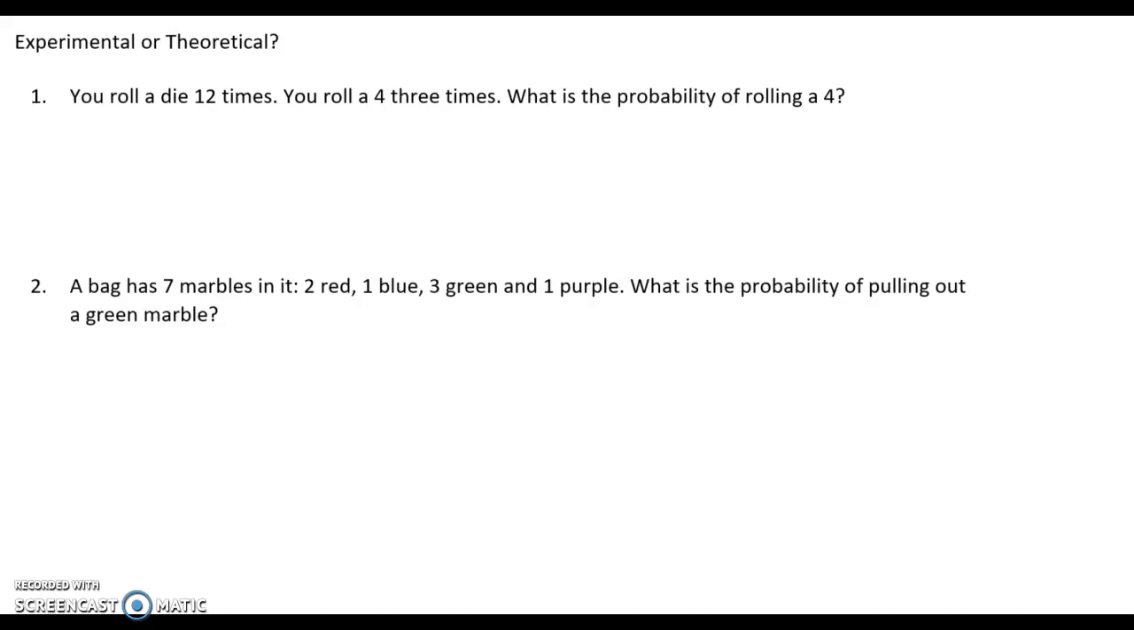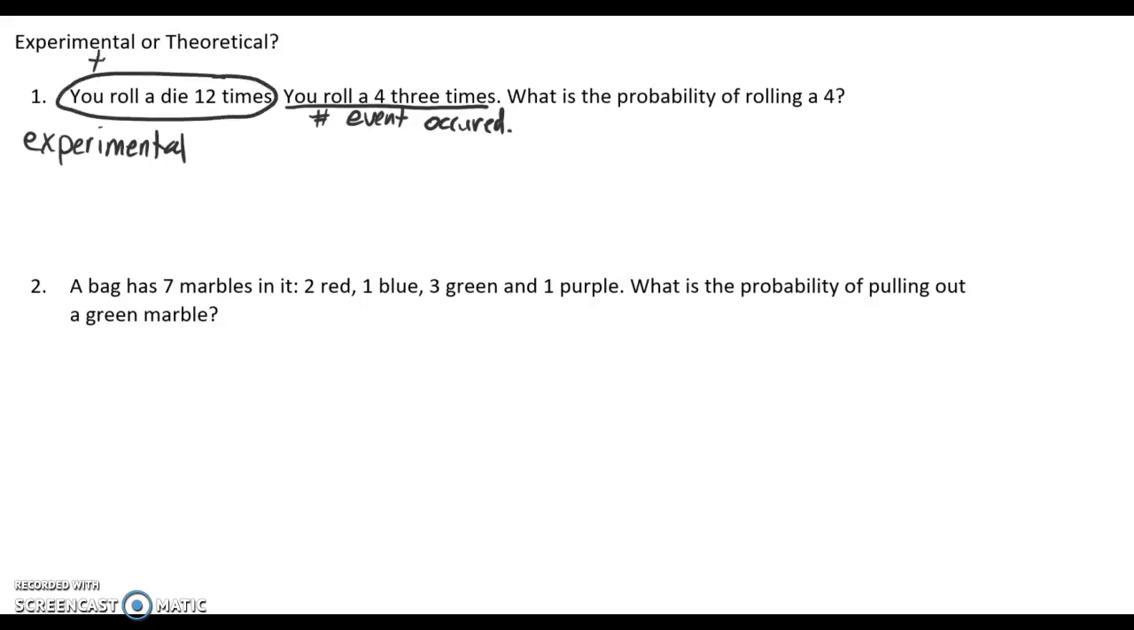So this first one, it says you roll a die 12 times. You roll a 4 3 times. What is the probability of rolling a 4? This one is experimental because we performed an experiment. We actually rolled a 4 3 times. Now, if we're rolling a 4 3 times, this is the number of times the event occurred. We rolled it 12 total times, so this is the total trials.